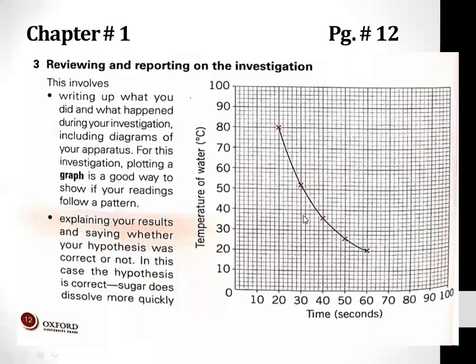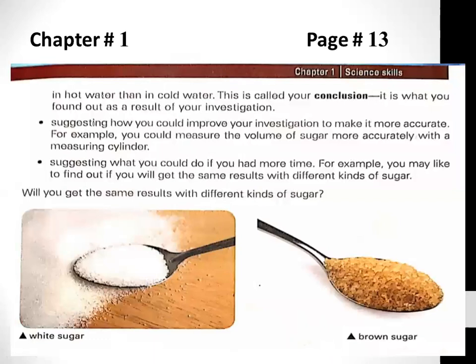And then the last point is explaining your results and saying whether your hypothesis was correct or not. So in this case, the hypothesis is correct. Sugar dissolves more quickly in hot water as compared to cold water. So this is called our conclusion, and it is what you can find out as a result of your investigation.